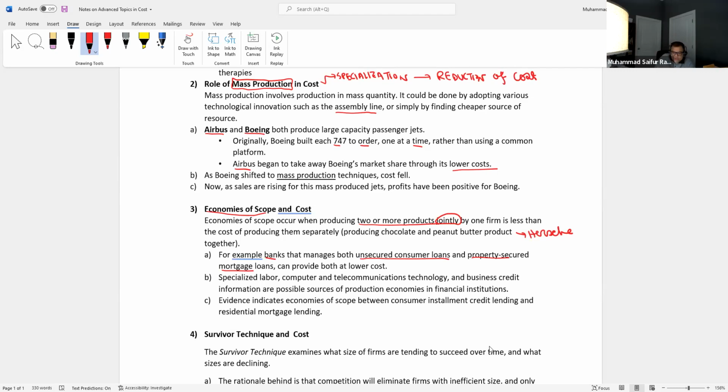Some production process requires specialized labor or specialized computer and telecommunication technology. And once you adopt that technology, you can use that technology to do so many different things. A classic example of that is a company called ByteDance.